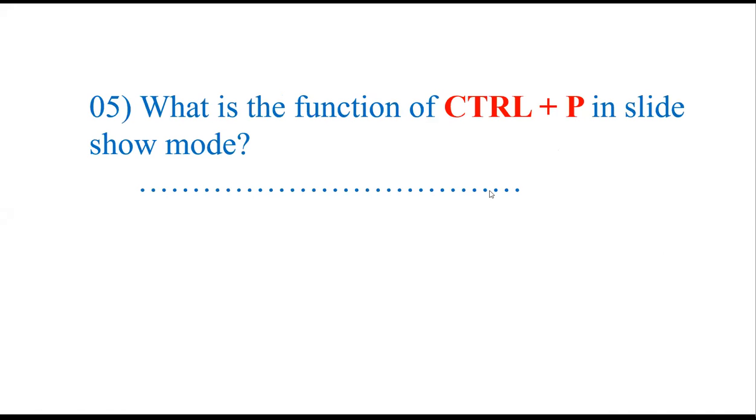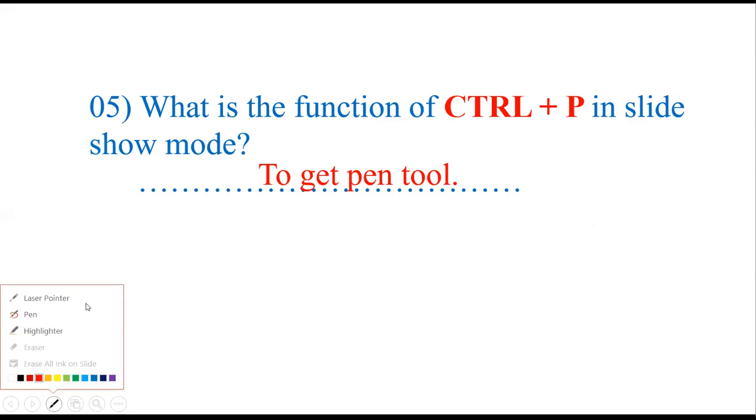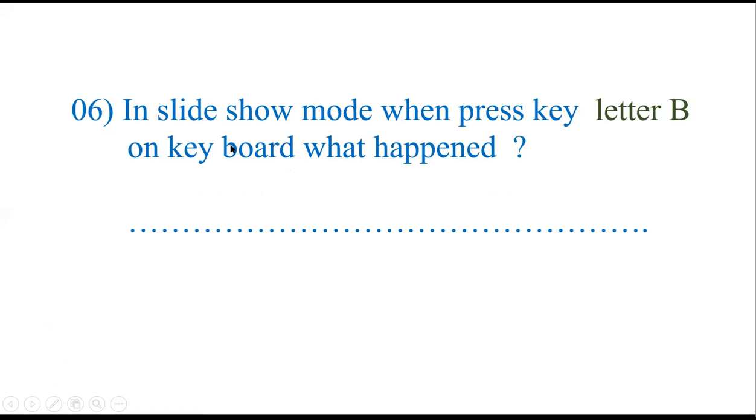Okay. Then next one. To get the pen tool, yes, we get the pen tool there. Sometimes it won't work here because I am using several things here. This is what you can get here. These are the pen tools. To get this pen tool, I can use that shortcut Control P. Okay, right. Then in slideshow mode, when you press the letter B on the keyboard, what happens?